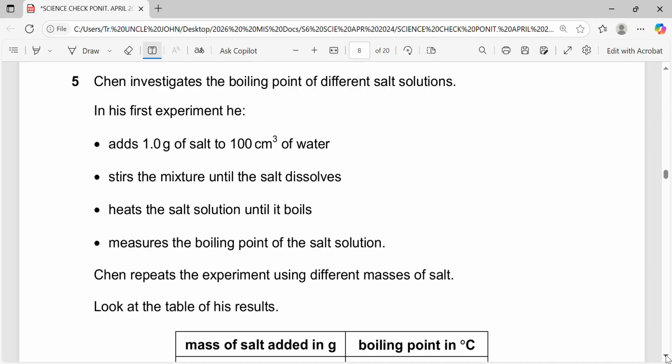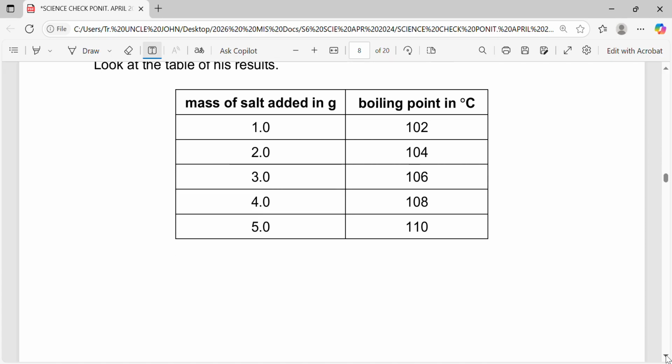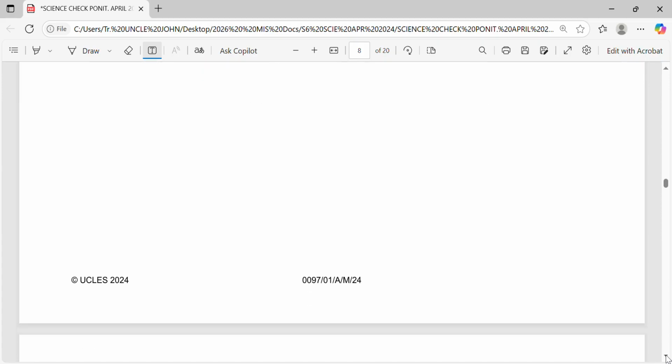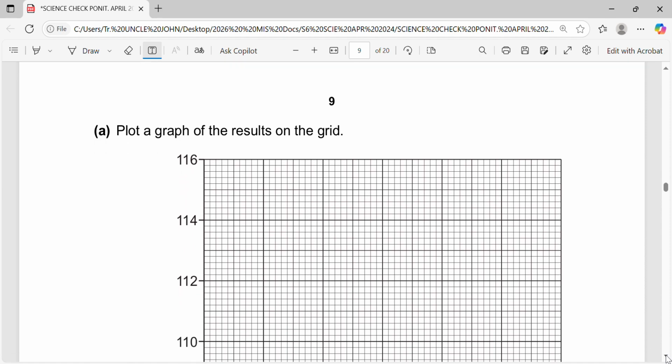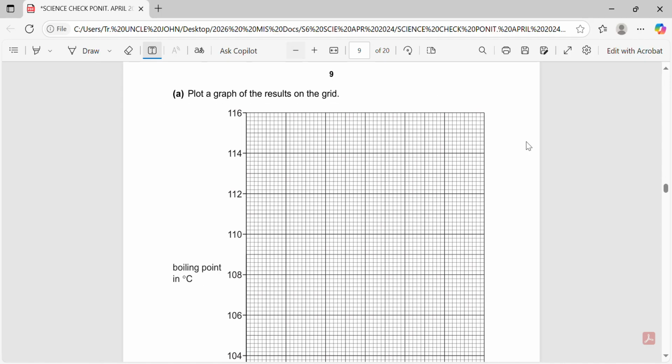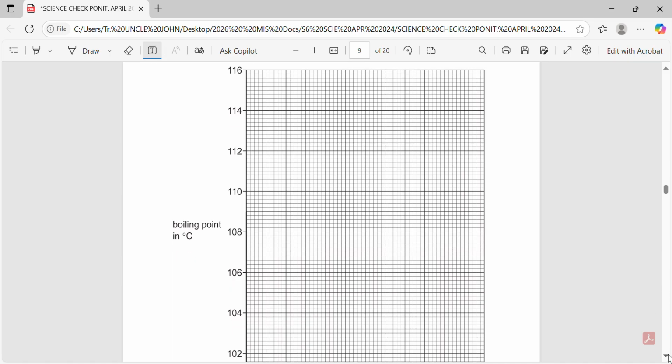Chen repeats the experiment using different masses of salt. Look at the table of his results. The table is as follows. Mass of salt added in grams, boiling point in Celsius degrees. We can see. Then questions. A. Let me reduce the size so that I can see the table as well. Plot a graph of the results of the table.